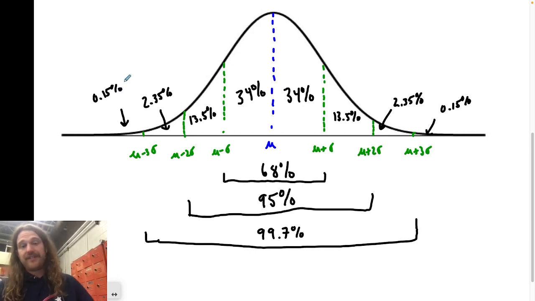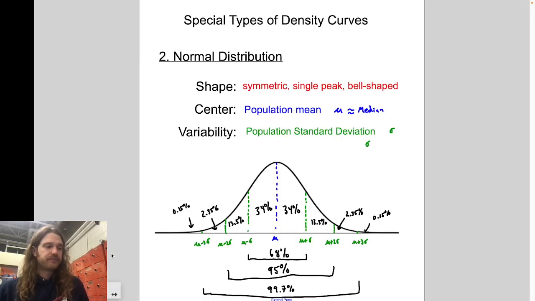So basically, the bulk of the data can be expected to be seen within 3 standard deviations. The large majority, leaving out very little, can be expected to be seen within 3 standard deviations of the mean, which is pretty cool. Now we can use that to do some calculations.